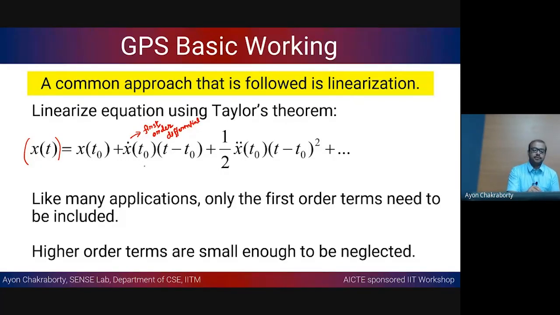X dot of t0 multiplied by t minus t naught, plus half of x double dot, so this is the second order differential, again multiplied by t minus t naught whole square, plus dot dot dot. You will basically get the higher order terms here. So x triple dot t0, t minus t naught whole cube and so on.